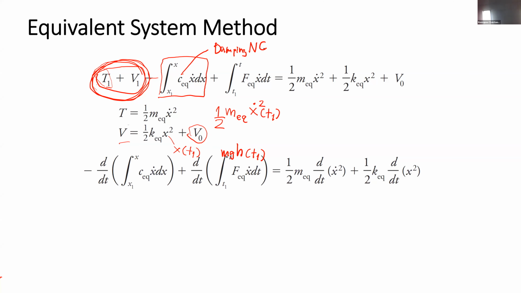Non-conservative. And it always be minus because the damping force is always in the opposite direction to the velocity. So this non-conservative work is always negative work and dissipates the energy from the system. So this is always negative.